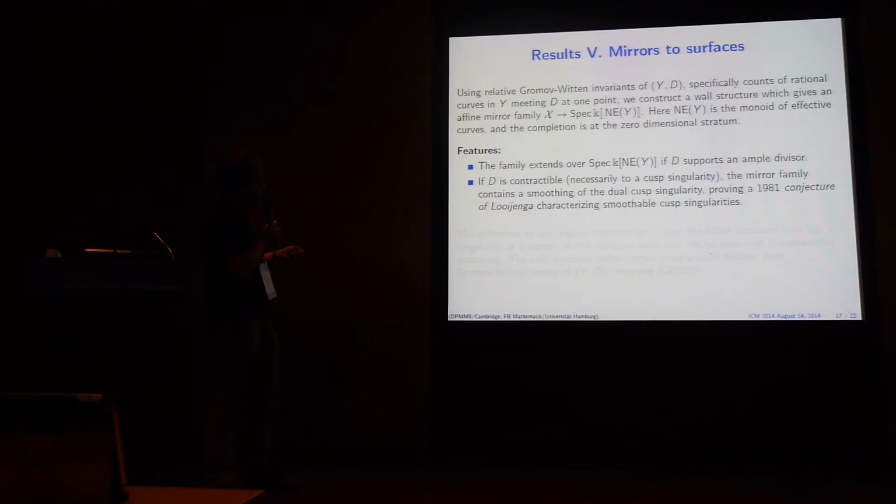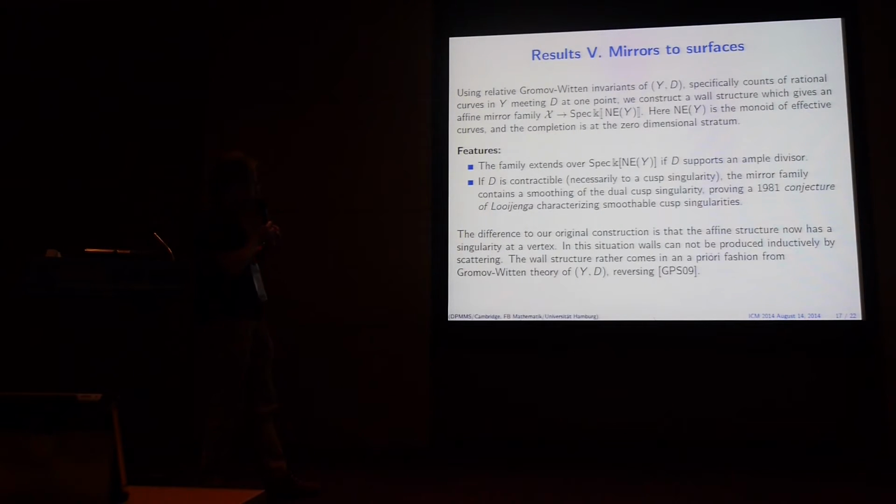In another extreme case, if D is contractible, in which case it's contracted to what's known as a cusp singularity, the mirror family contains a smoothing of the dual cusp singularity, which was a notion introduced in singularity theory in the 70s. And this actually proved a 1981 conjecture of Looijenga characterizing smoothable cusp singularities. So this was kind of an unexpected application for us that shows that mirror symmetry does have applications outside of its original domain of interest.